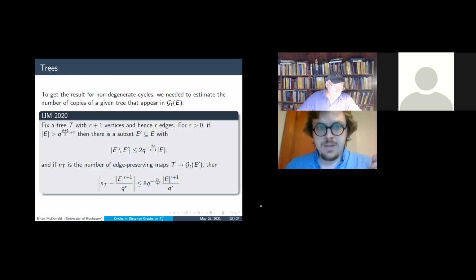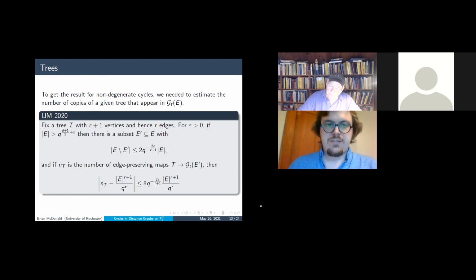If you fix a tree with r plus 1 vertices, so it has r edges, for any epsilon greater than 0, if the size of E is at least q to the (d+1)/2 plus epsilon, then you can find some subset E prime where its complement has this bound, which essentially means that E prime is almost all of E as q gets large.